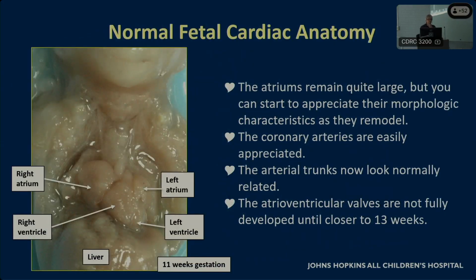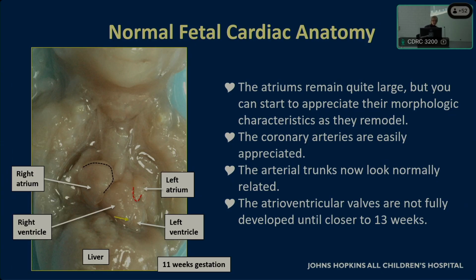There we go. So this is a fetus at 11 weeks gestation. And you can see that the atriums are still quite large, but you can start to appreciate their morphologic characteristics as things begin to remodel. So there you can see that blunt or triangular tip to the appendage, and you can now appreciate that there's probably a broad junction with the venous component. You can now see a little finger-like tip to the left atrium, even though it is still quite dilated. And I know in the embryonic and early fetal period, there's a lot of blood flow going through the atriums.